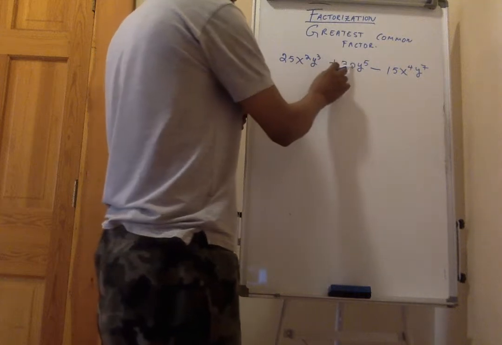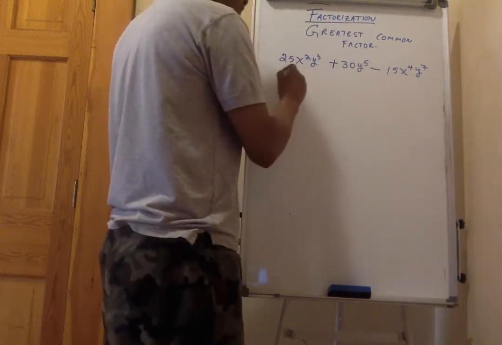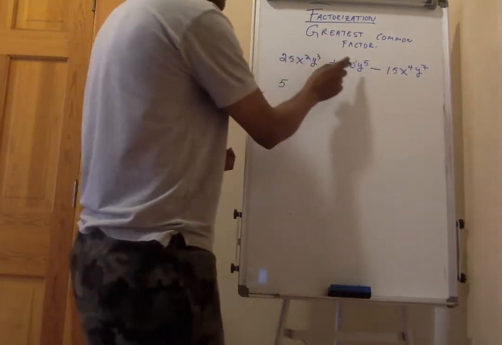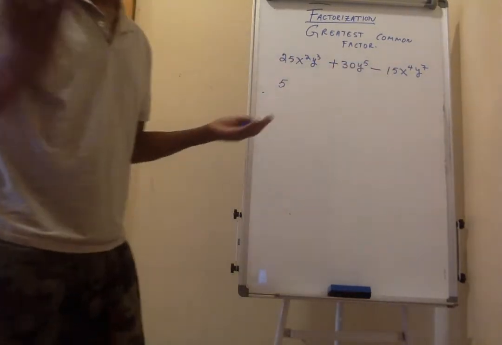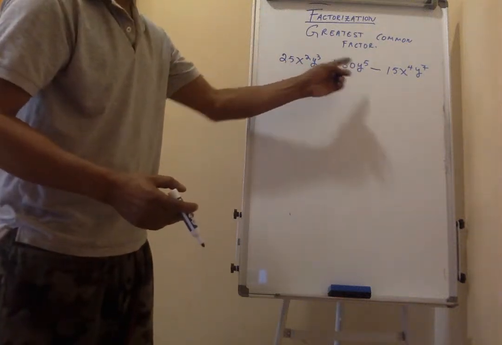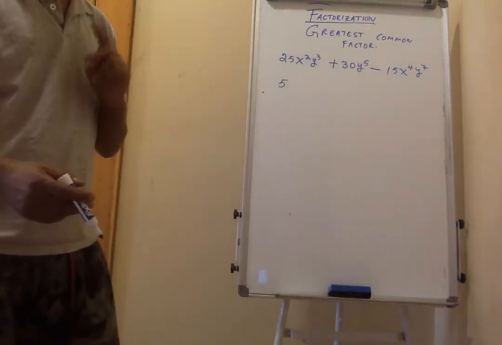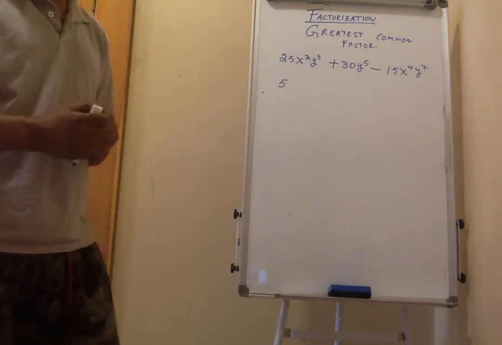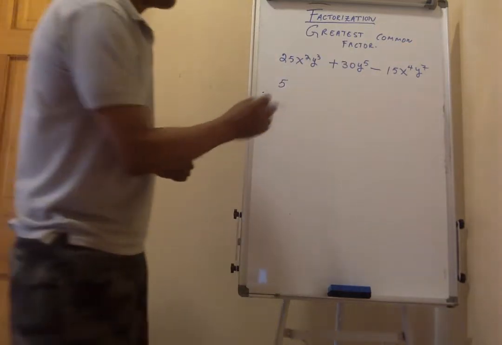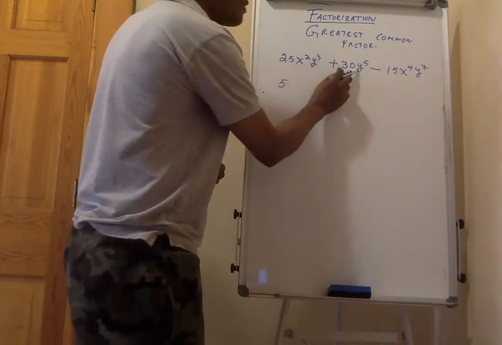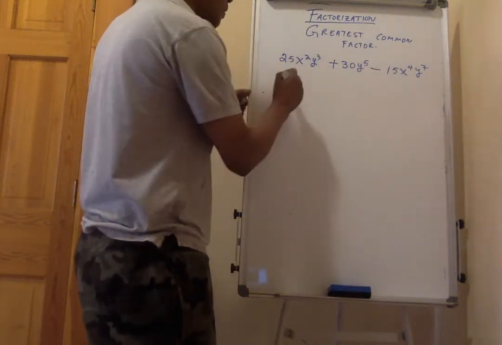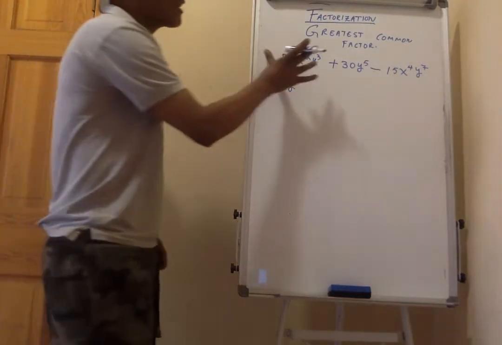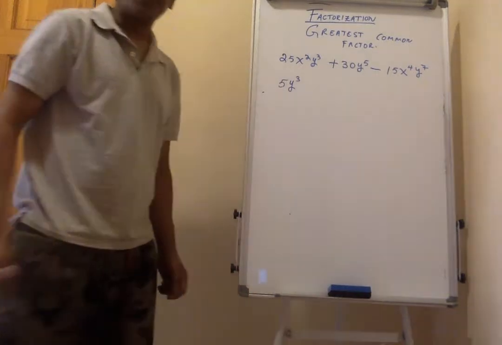Between 25, 30, and 15, you would have 5. Between x squared, nothing, and x to the 4, you have nothing. There is no x which can be used as the greatest common factor because the middle term has no x. Between y cubed, y to the fifth, and y to the seventh, y cubed is your greatest common factor. So the greatest common factor for the entire expression is 5y cubed.